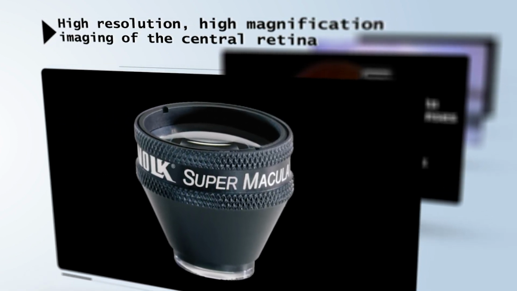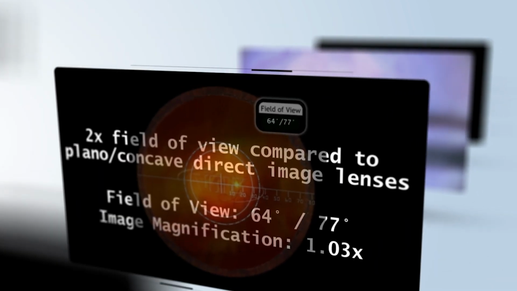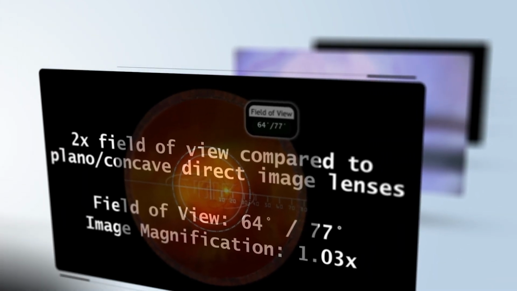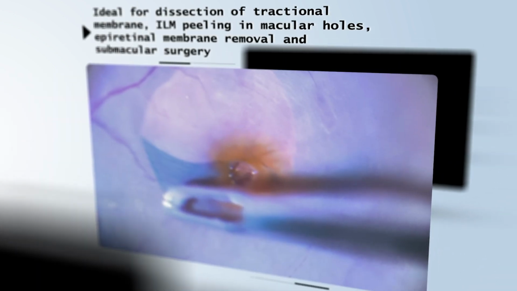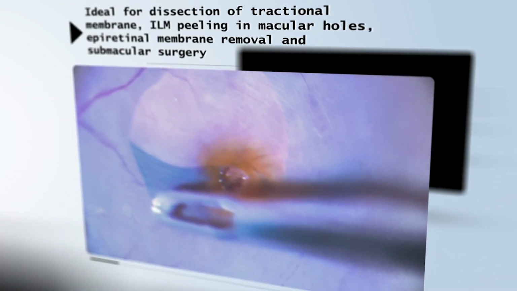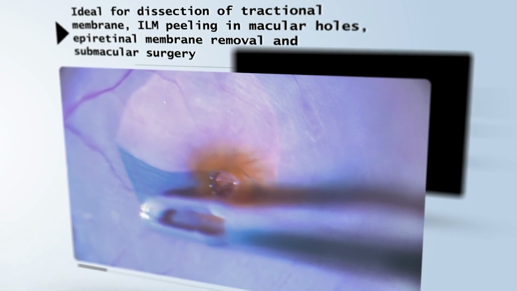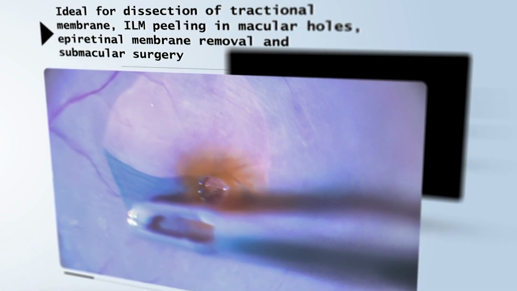The magnification with the supermacular lens is twice that of a plano or a concave direct image lens, hence making it an ideal lens for dissection in fractional membranes, internal limiting membrane peeling in macular holes, ERM removals and other complex macular and submacular surgeries.